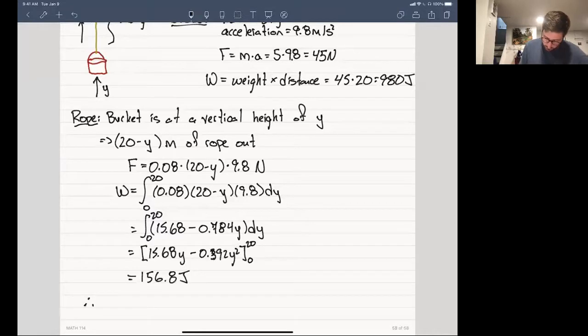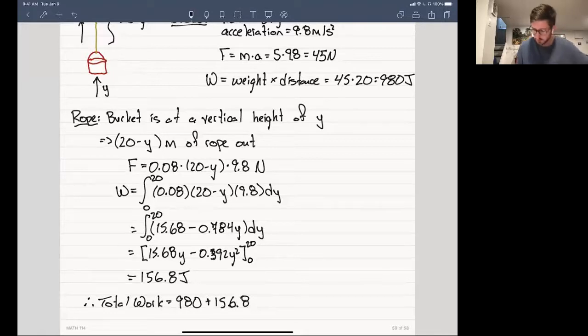So therefore, the total work, this is the bucket plus the rope. Sorry, I didn't mean to put a decimal in there. And this gives me 1136.8 joules. Okay, so I hope that you see why we needed to break that up, right? It's because the length of the rope is non-constant. It depends on how far the bucket is from the ground.